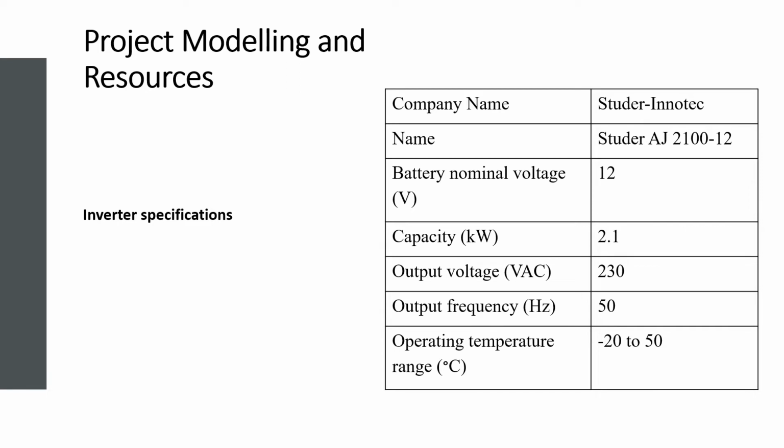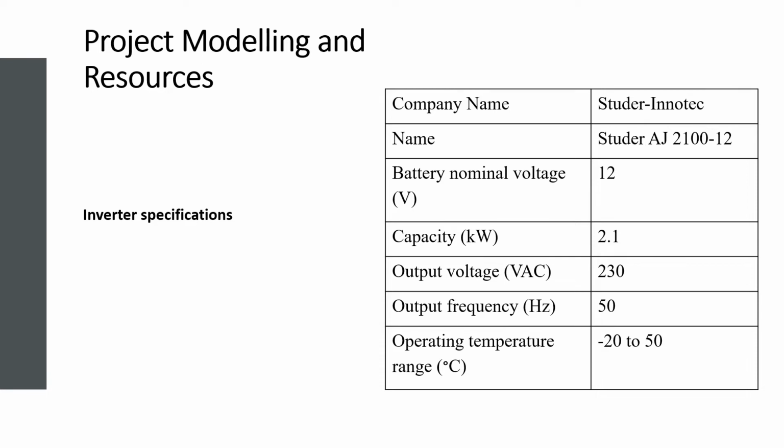The inverter is from Studer Innotec, the nominal voltage of the inverter is 12 volts, and the capacity is 2.1 kilowatts. The inverter is selected as per the peak load of the residence. The peak load of the residence is almost 2 kilowatts. That's why we have selected an inverter of 2.1 kilowatts, and the output voltage is 230 volt AC because most of the appliances in India use 230 volt AC.